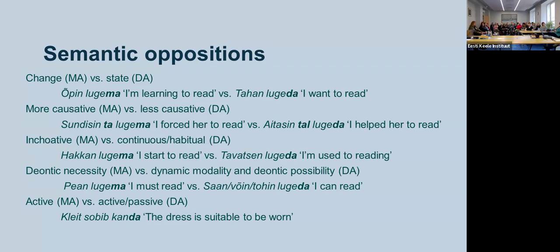And also the da infinitive is special in that it is the only one that occurs in a series of passive constructions, in the sense that it is the object argument of the infinitive that is controlled by an argument of the main verb, as in klitsubibganda, literally, the dress is suitable to wear, meaning the dress is suitable to be worn.